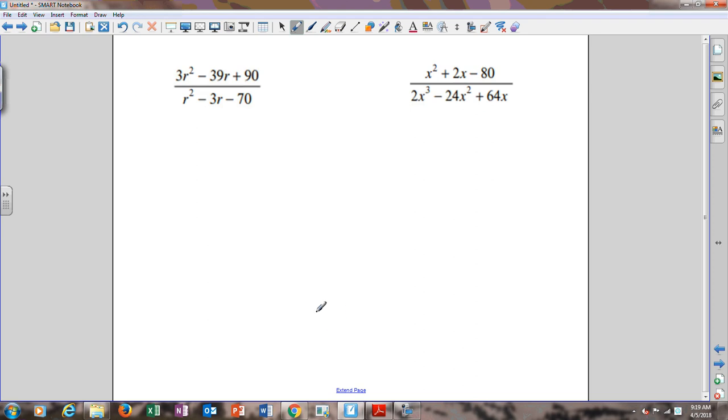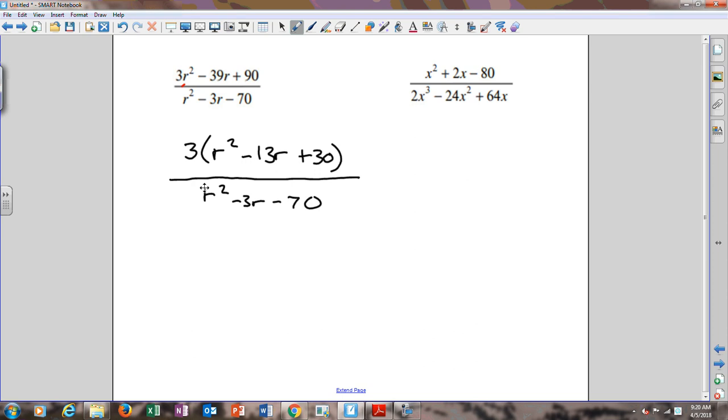They only get worse. Here we have a coefficient out in front of the r squared. So let's see if this 3 can go into anything else in the top. Does 3 go into 39? Yes. Does 3 go into 90? Yes. So we're going to factor a 3 out first. This is r squared. 39 divided by 3 is 13. 90 divided by 3 is 30. And we still have r squared minus 3r minus 70 on the bottom.